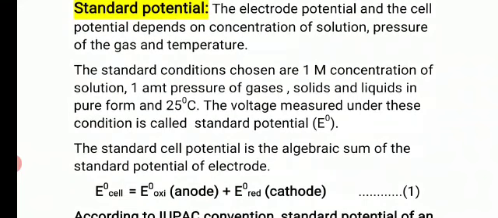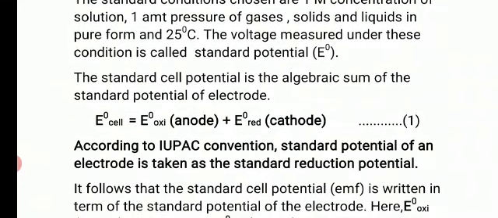This is equation first. But according to the IUPAC convention, the standard potential of an electrode is taken as a standard reduction potential. Understood? In a galvanic cell definitely two electrodes are there. One is the oxidation electrode and the other is the reduction electrode. We generally say standard oxidation potential for the oxidation electrode and standard reduction potential for the reduction electrode.